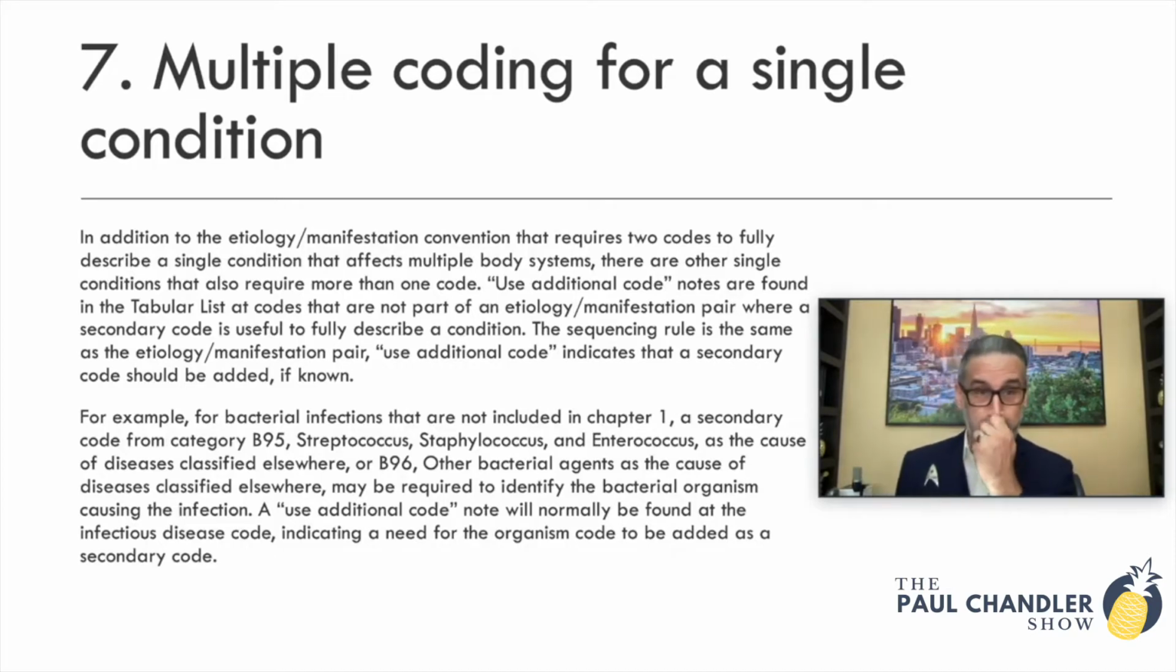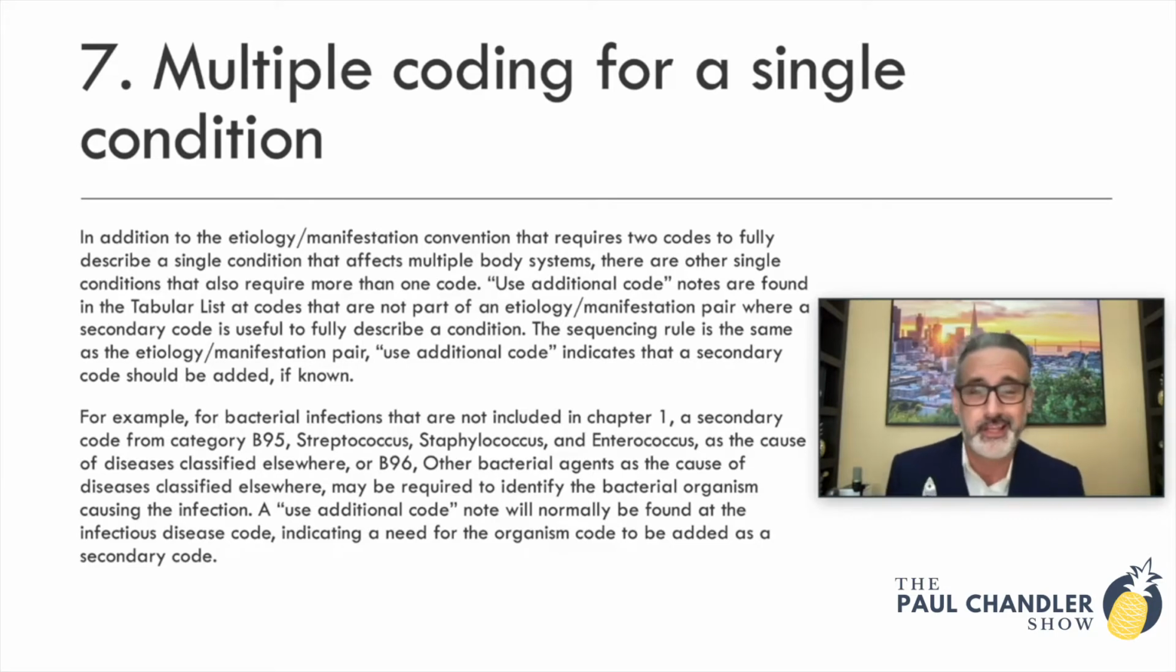And like the example shows right here in the guidelines, for example, bacterial infections that are not included in Chapter 1, secondary category. For example, we have B95 for Streptococcus, Staphylococcus, or Enterococcus as the cause of a disease classified elsewhere, or B96, other bacterial agents as the cause of a disease classified elsewhere.